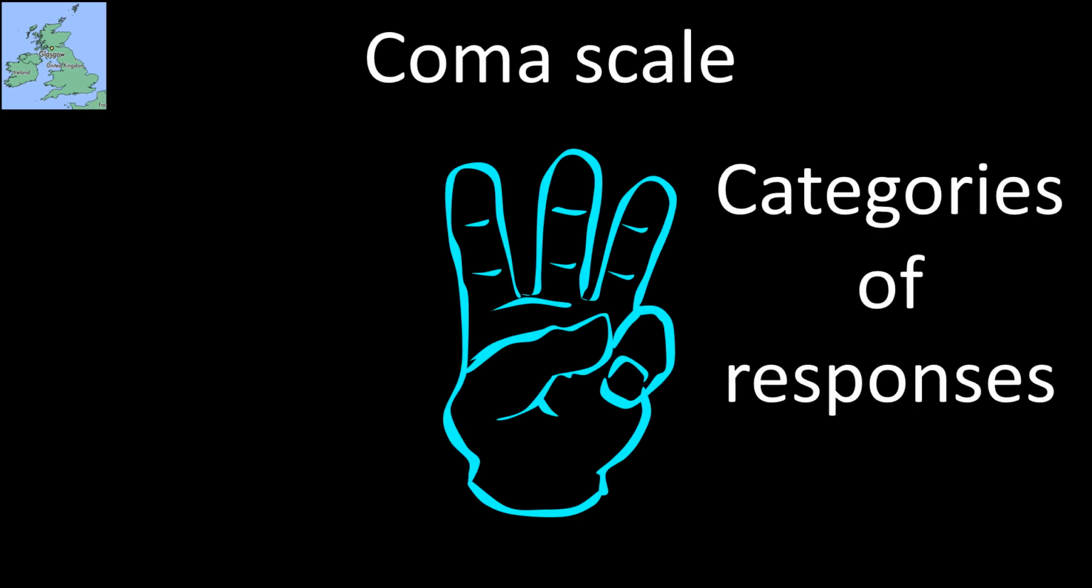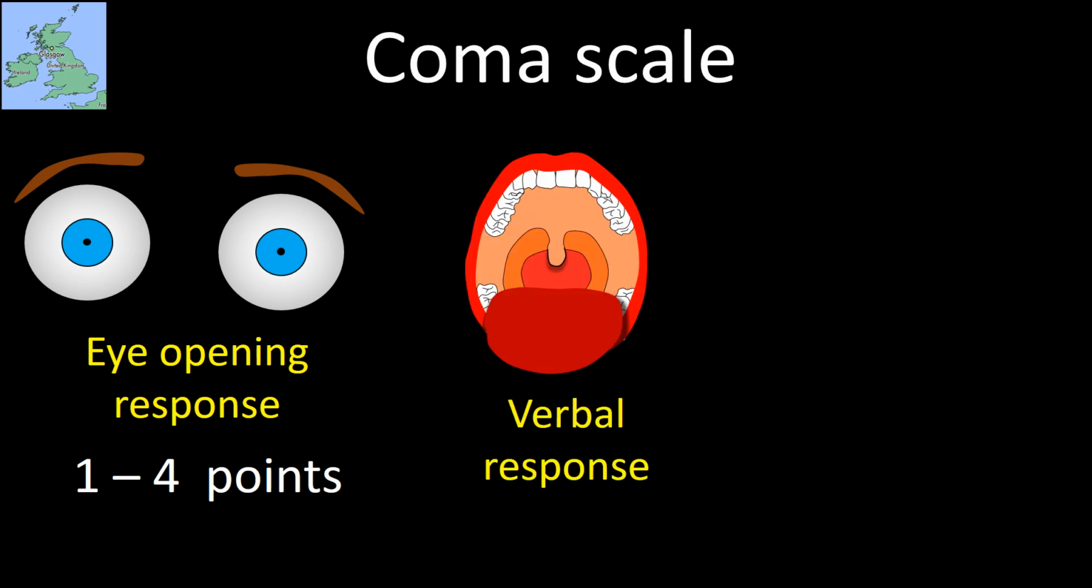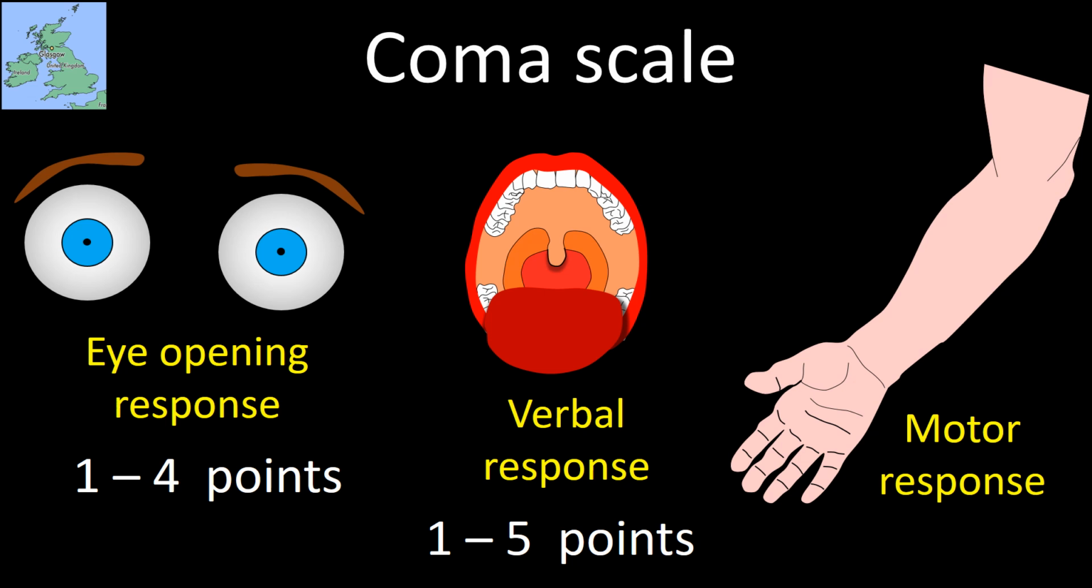This talk is about Glasgow Coma scale. Glasgow Coma scale scores 3 categories of responses and yields from 3 to 15 points. The categories of responses are eye-opening response, which yields from 1 to 4 points, verbal response, which yields from 1 to 5 points, and motor response, which yields from 1 to 6 points.